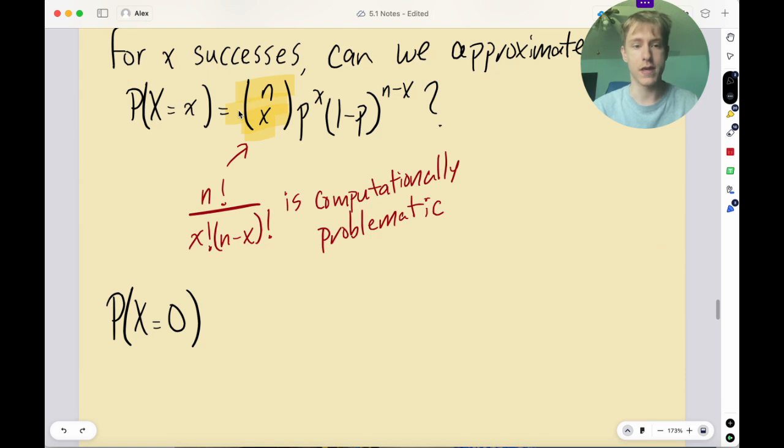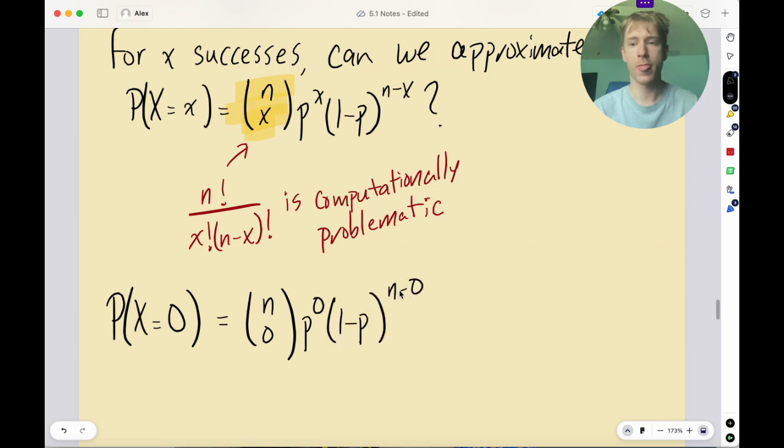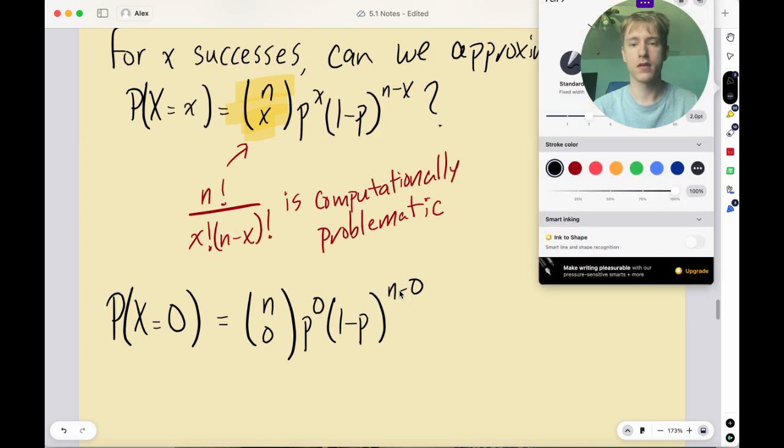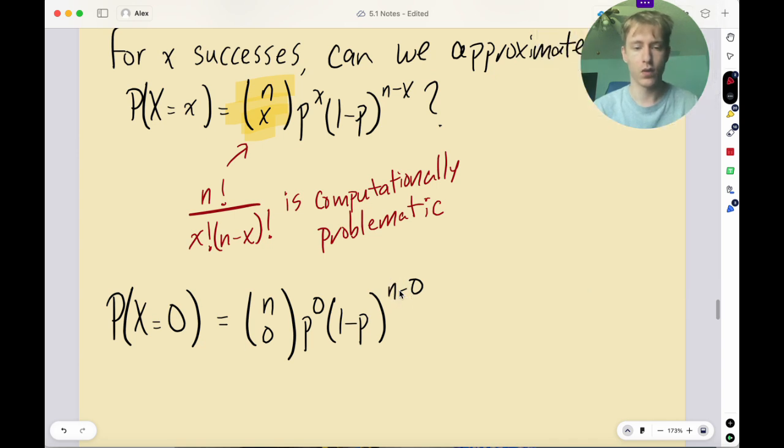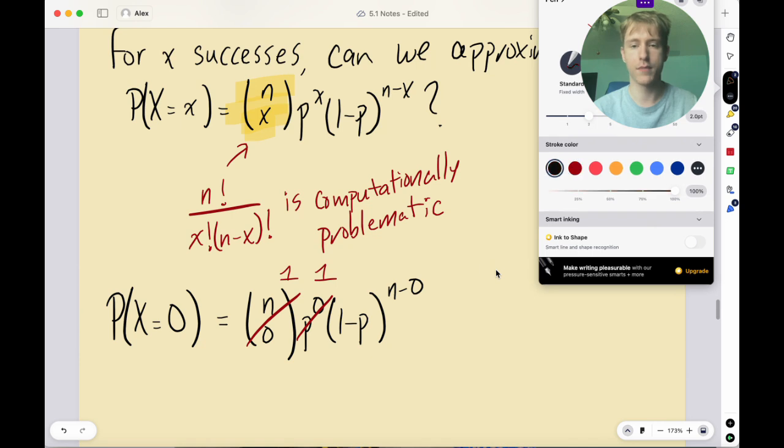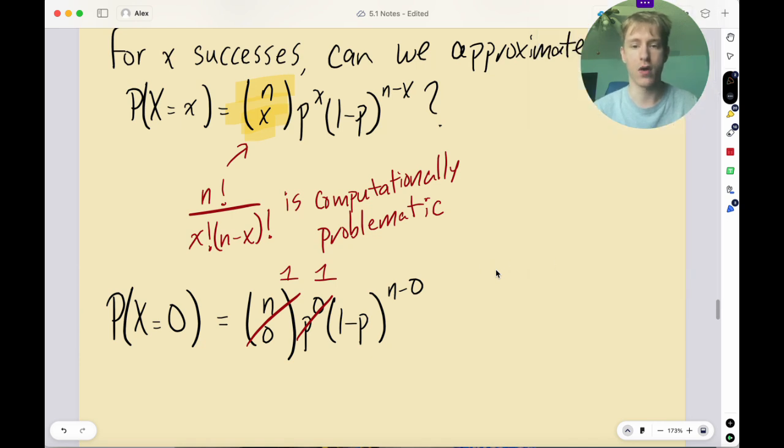Okay, so what would this be? Well, by definition, this would just be n choose 0 times p to the 0, times 1 minus p to the n minus 0. Okay, but this binomial coefficient would just be 1. P to the 0 is 1. And then we get that this is going to be just 1 minus p to the n power.